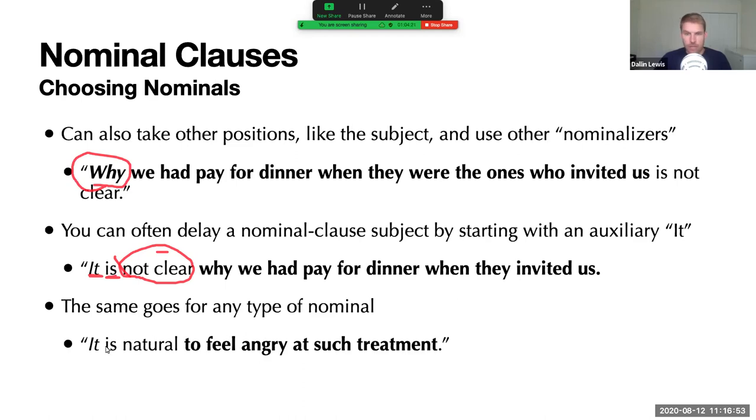Same thing goes for any other type of nominal. It is natural to feel angry at such treatment. So it is the dummy subject, natural is the subject complement, and then to feel angry at such treatment. This is a nominal verb phrase. We're using the infinitive to feel, and it still has the same sort of effect. It's the subject that's been pushed to the end.